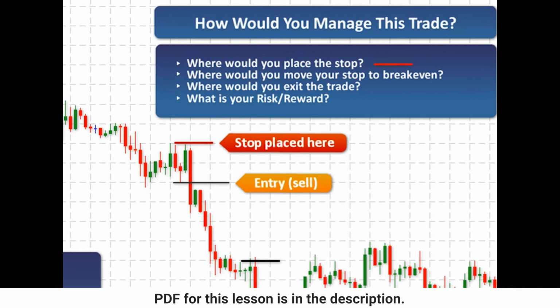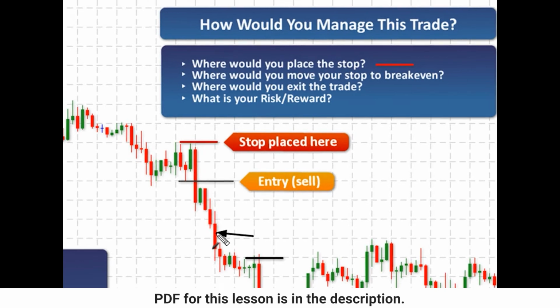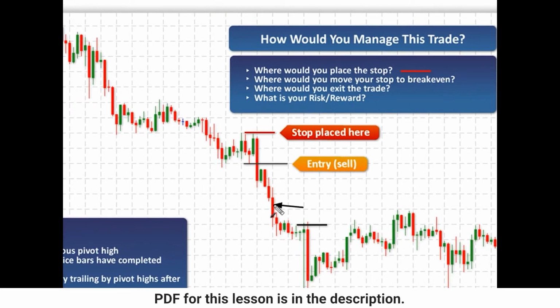So what about our break even? Well, we want 5 price bars to complete, including the entry bar. So let's count. Our entry bar is 1. This green bar is 2. The next bar is 3. The next bar is 4. And then we have the 5th bar. So at the completion of this 5th bar, we want to move our stop to break even.